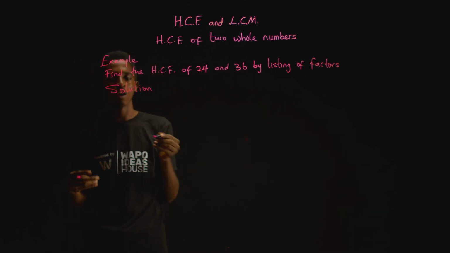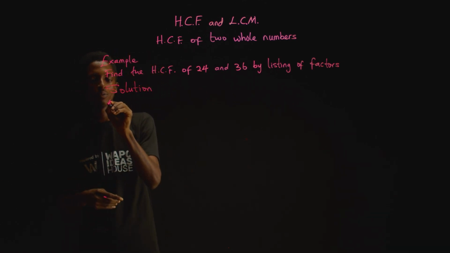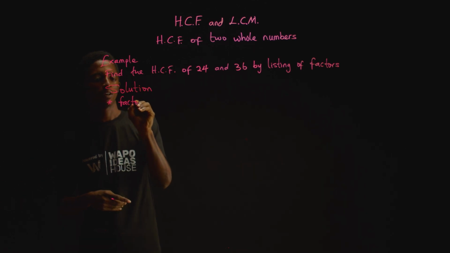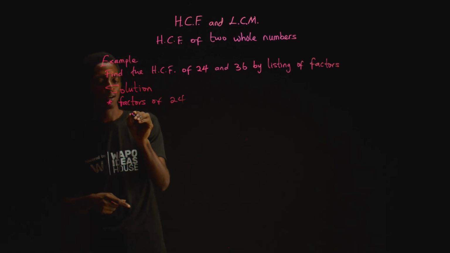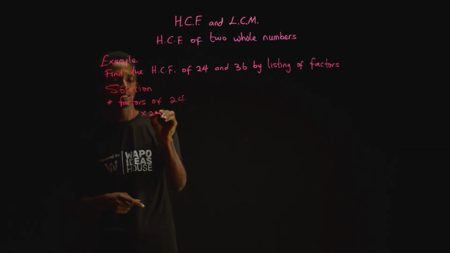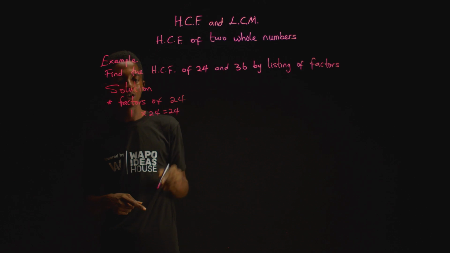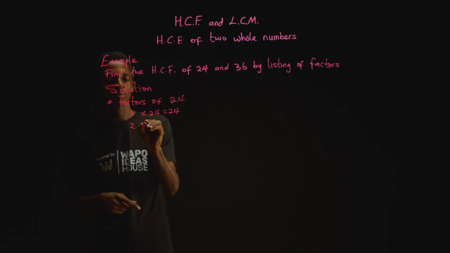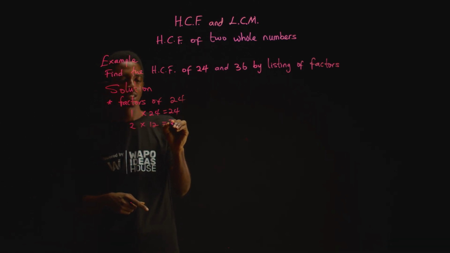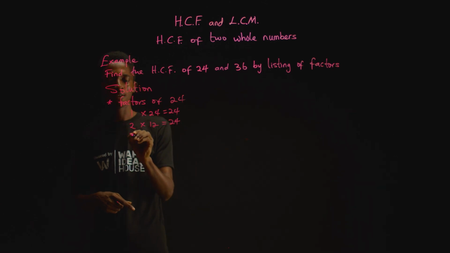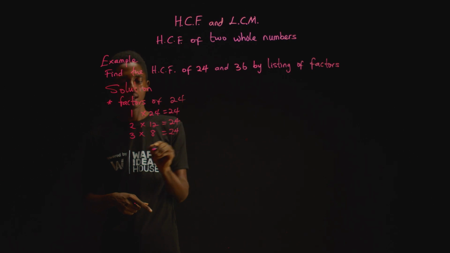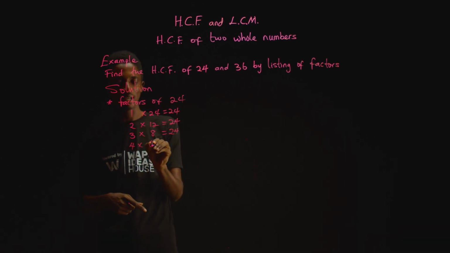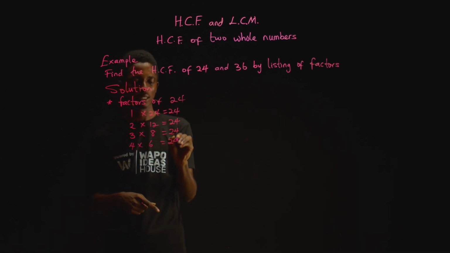First, factors of 24. We have 1 multiplied by 24 to give us 24. We have 2 multiplied by 12 to give us 24. We have 3 multiplied by 8 to give us 24. And then 4 multiplied by 6 to give us 24.